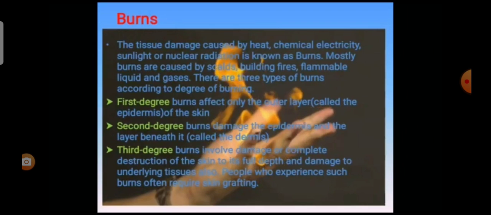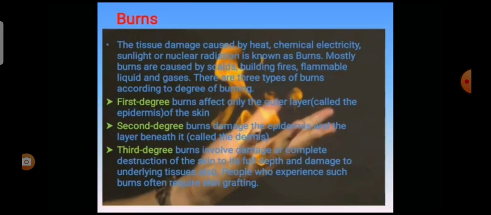Now let us see about burns. The tissue damage caused by heat, chemicals, electricity, sunlight, or nuclear radiation is known as burns. Mostly burns are caused by scalds, building fires, flammable liquids, and gases.